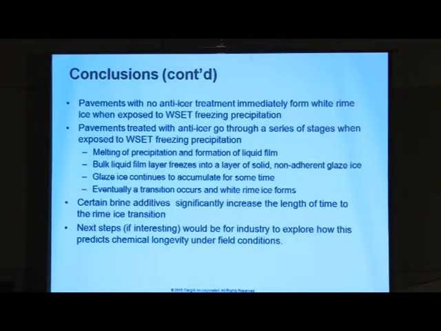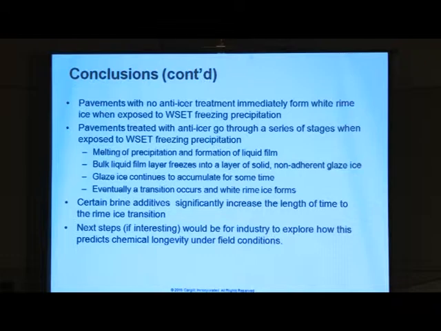If the pavement has no chemical on it, when it's exposed to wet freezing precipitation, we get immediate formation of this characteristic white snow-like rime ice. But if there's a deicer present, the pavement goes through a series of stages. Initially, we form a layer of melt on the surface. This melt layer increases and is diluted over time as more freezing precipitation occurs, until it's diluted to a point where it starts forming an initial phase of a translucent, non-adherent, fragile, weak glaze ice. That phase will continue for a period of time, and then there will be a transition when we start seeing that white rime ice forming.